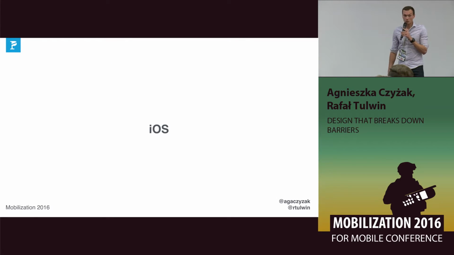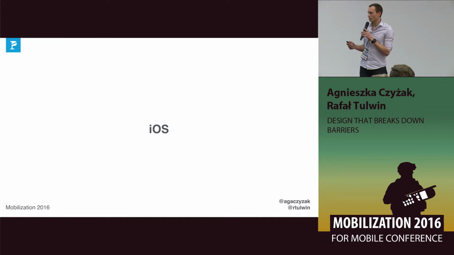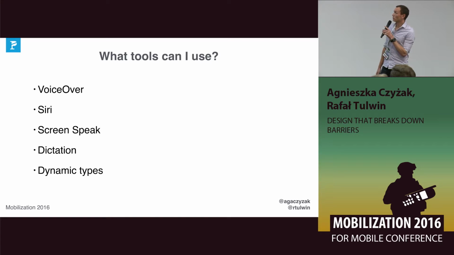So let's talk about iOS now and how we actually implemented accessibility in our application. What tools does iOS provide for us? What tools can we use? The most important one is the screen reader in iOS, which is called VoiceOver. We've got Siri, which is also considered an accessibility feature because you can do many things with your phone just by talking to it and not really touching it and not really looking at the screen.